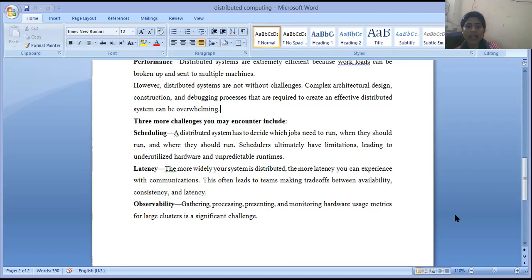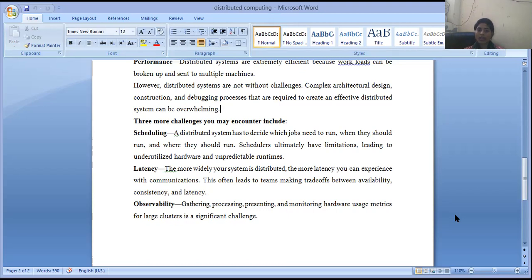So what is latency? The more widely your system is distributed, the more latency you can experience in the communication. How many systems are distributed in the network? The more systems there are, the more latency you will experience during the communication of all the systems, and this often leads to teams making trade-offs between availability, consistency, and latency.